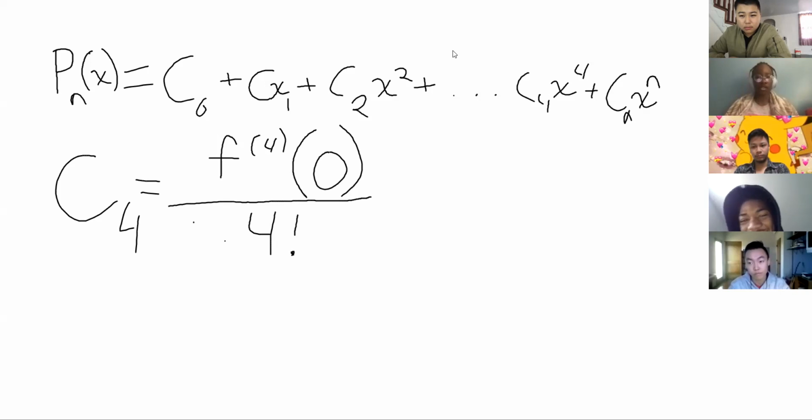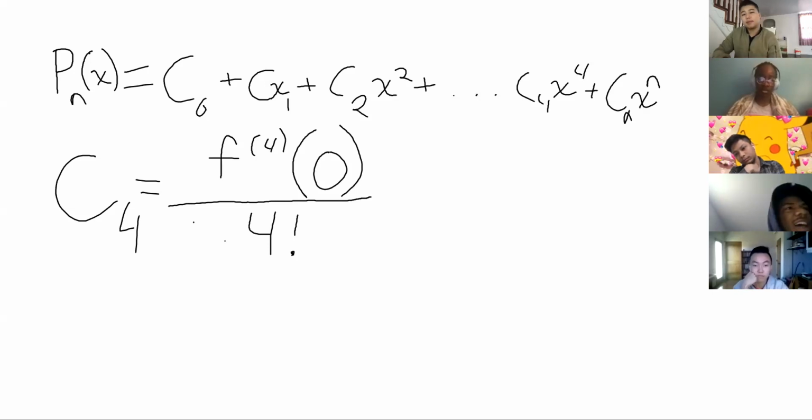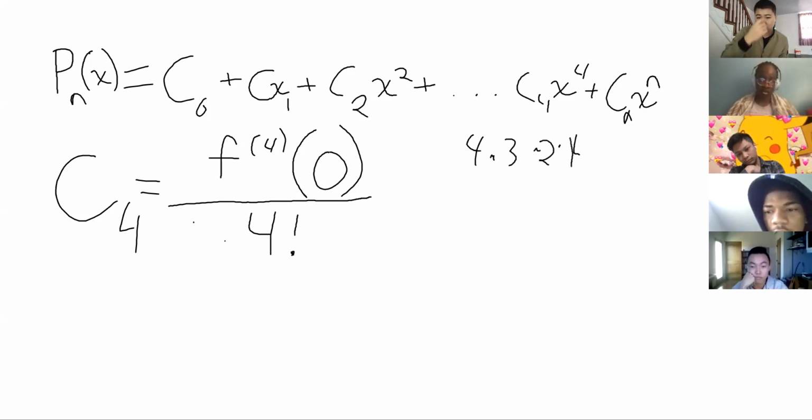Where are you getting the factorial from? I didn't fully understand it, but the way I understand it is that for your fourth derivative, it'll end up like 4 times 3 times 2 times 1. Whoops, I missed my pen now.